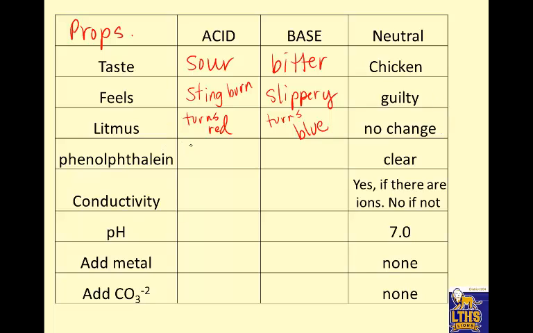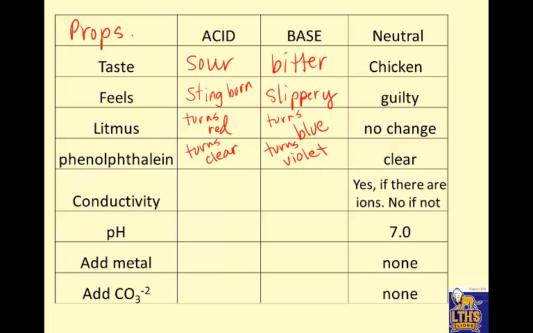Phenolphthalein is another indicator, and in an acid it turns clear. In a base it turns violet. And actually, you saw phenolphthalein in the equilibrium lab with the pretty purple color. In neutral things, phenolphthalein is also clear.